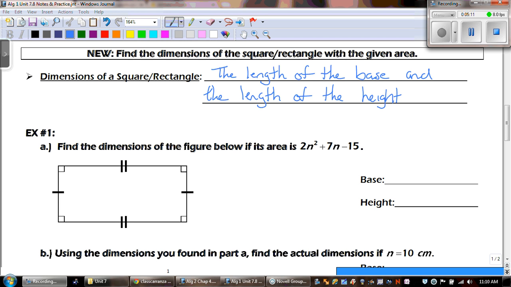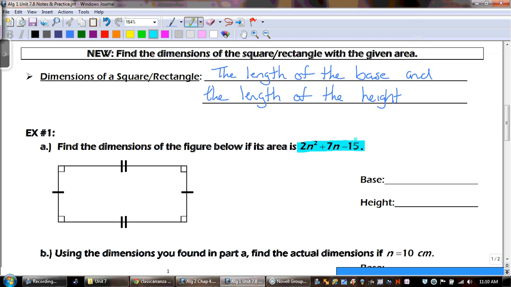So it tells us to find the dimensions of the below if the area is 2n squared plus 7n minus 15. So I've got to figure out what those two sides are, which means I need to factor this. Okay, so I'm going to write a little note that we are going to factor. So I'm going to write it down, the 2n squared plus 7n minus 15. So is there a GCF? Nope. So 2 times 15 is 30.